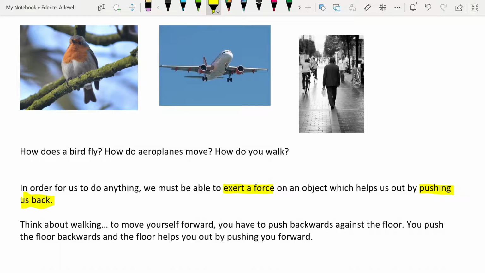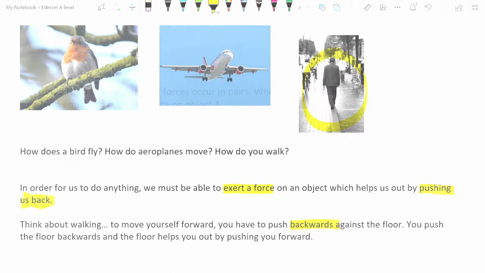So if you think about walking, you look at the man walking along in this picture here, in order to propel himself forward, he has to push the ground backwards. What the ground then does, of course, is in turn push you forward. So forces always come in pairs. This is the fundamental thing. If you want to have a force to propel you forwards, you have to first exert a force backwards.